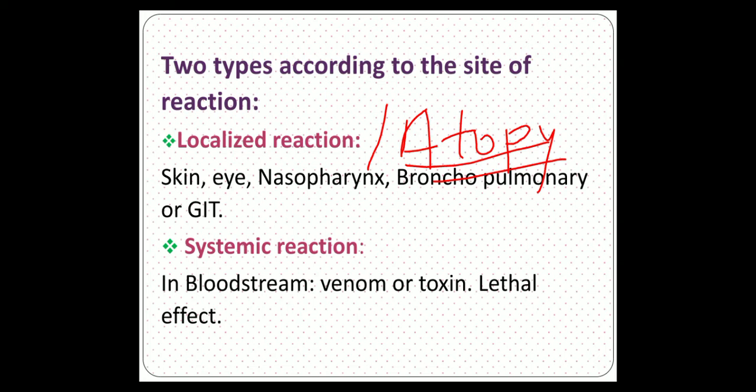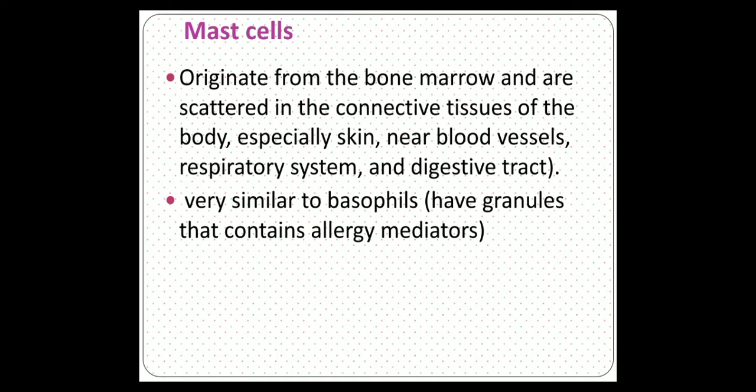Okay, now let's talk about the mast cell. So guys, the mast cell is a very key cell for the hypersensitivity to occur, especially the type 1 hypersensitivity. Mast cells are nothing but a cell that originate from the bone marrow and are scattered in the connective tissues of the body, especially skin, near blood vessels, respiratory system, and digestive tract. They are very similar to basophils as well because they have granules that contain allergy mediators.